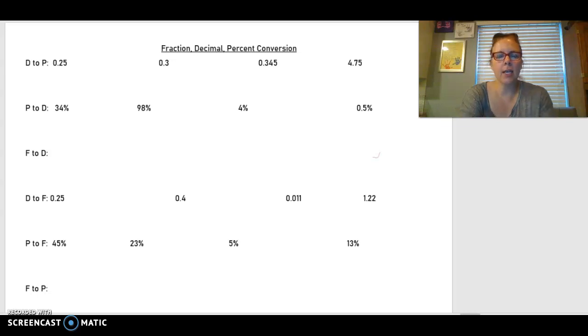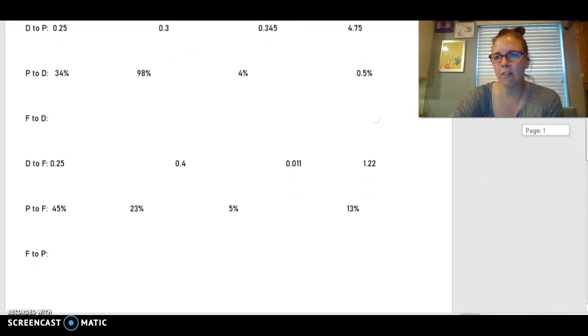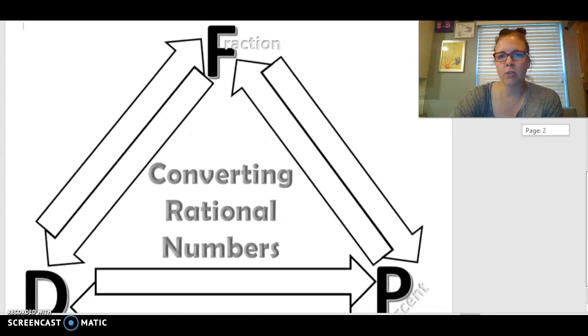Okay, today I'm going to talk to you about fraction decimal percent conversion. Now, most of the time we would not do this all in one lesson, but this is just kind of a quick overview. But before we start, you need to pause the video and print off this page right here.